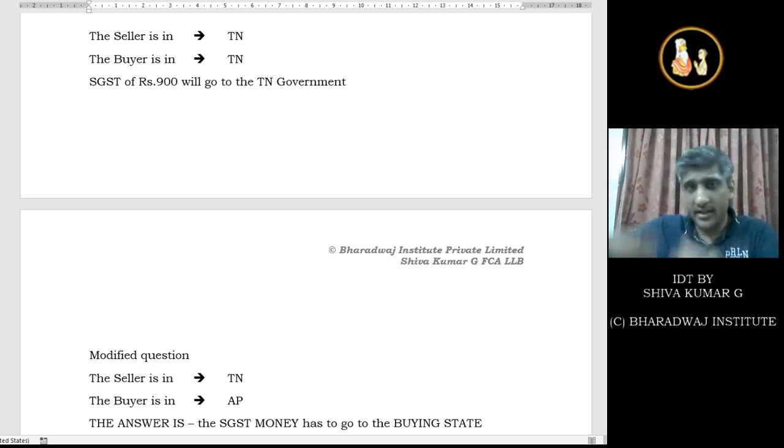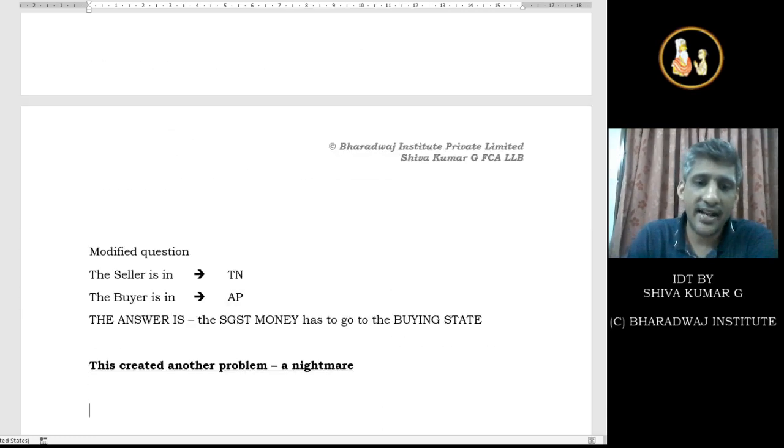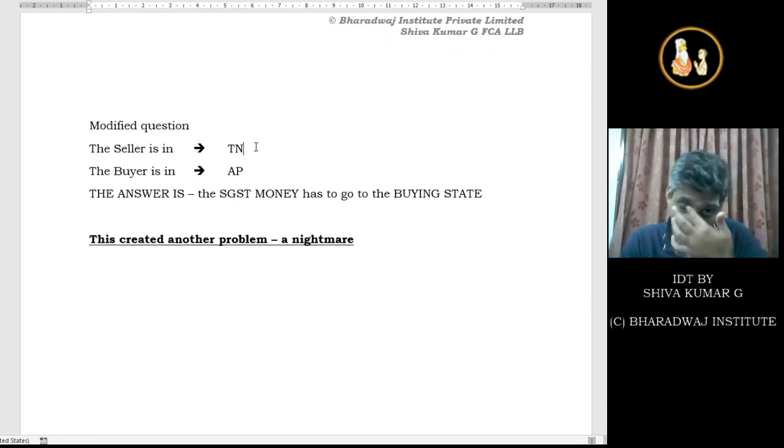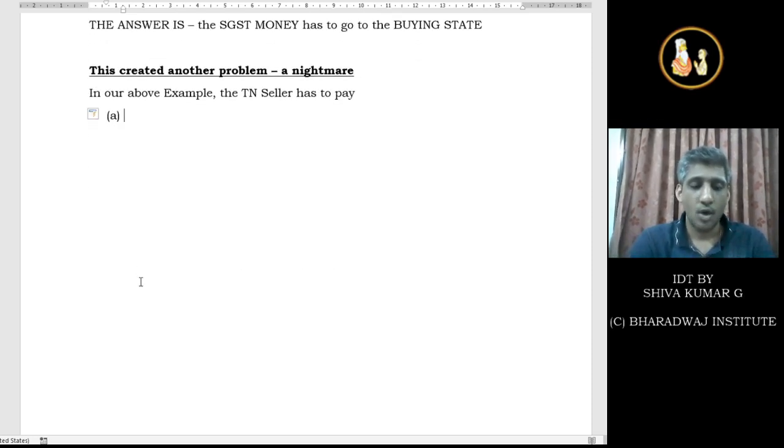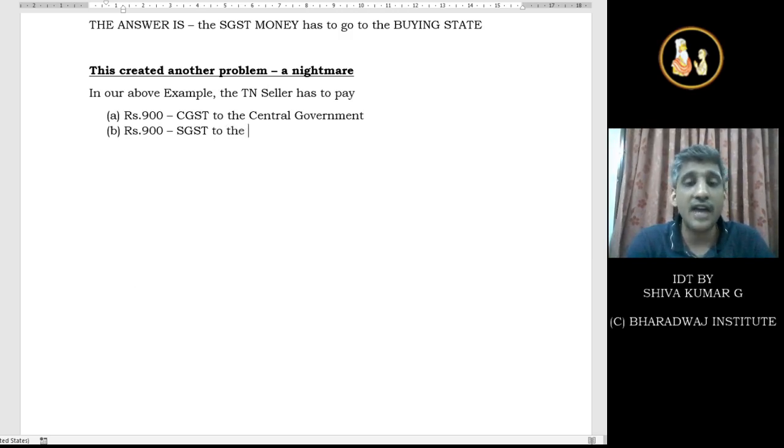They, who is they here? The seller, the supplier, the service provider. He has to pay that to the government. Okay. Now, in our example, the seller is in Tamil Nadu. The buyer is in Andhra. The SGST money has to go to... So, in our above example, the Tamil Nadu seller has to pay 900 rupees CGST to the central government, and he will pay 900 rupees SGST to which government? To the Andhra state government.